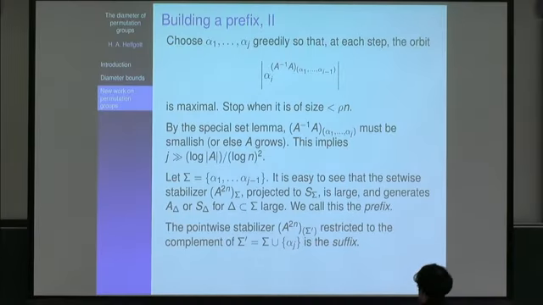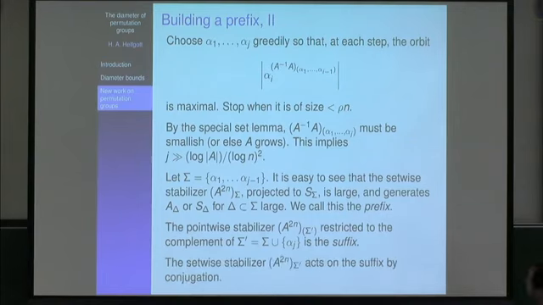All right, and the point-weight stabilizer restricted to this set here, the stabilizer of K and the last point K plus 1, that's called the suffix. And you have that the setwise stabilizer is acting on the suffix by conjugation.